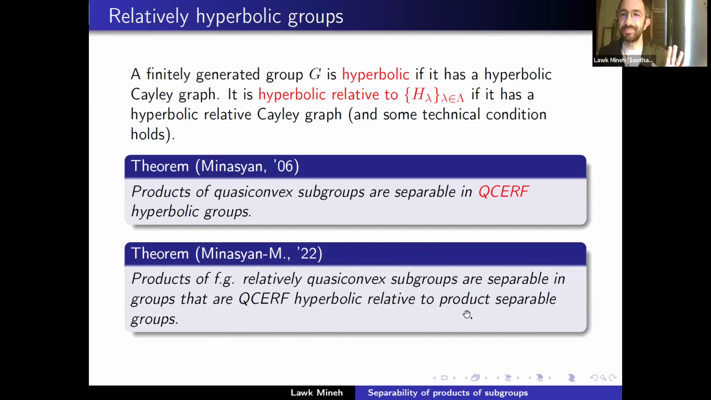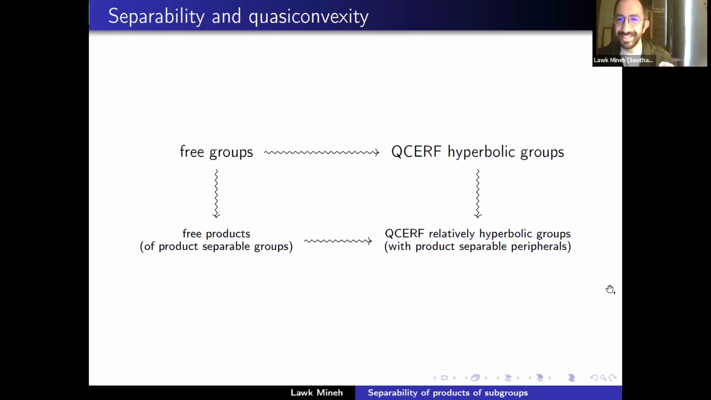Okay, so that's a bit of a mouthful. I want to try and give a bit of context to this using the following diagram. This is a commutative diagram of generalizations. In the top left corner, we have free groups. This is the first guy. Finitely generated free groups are exactly the groups that act freely and cocompactly on actual trees. And these we know are product separable.